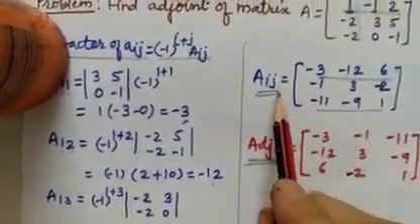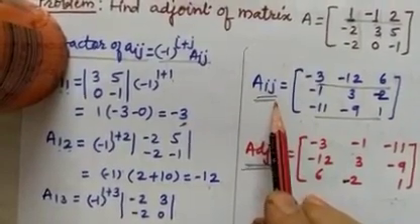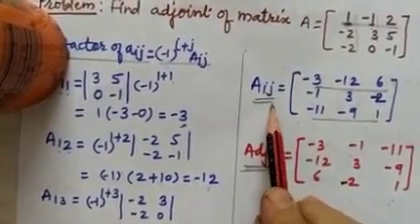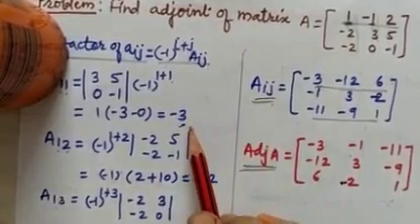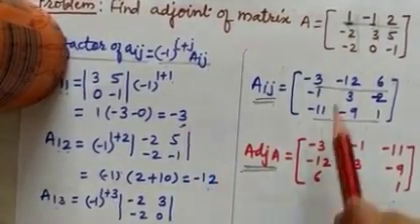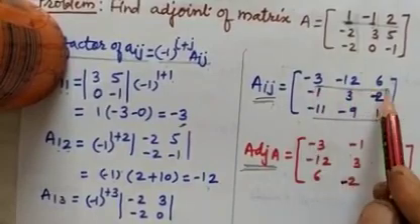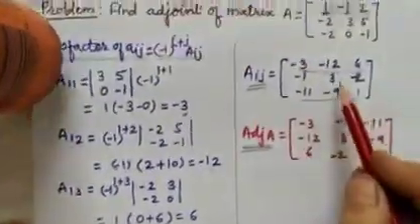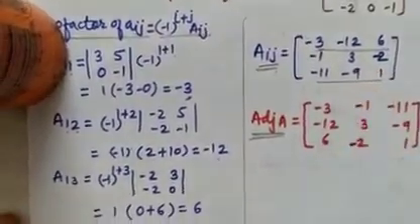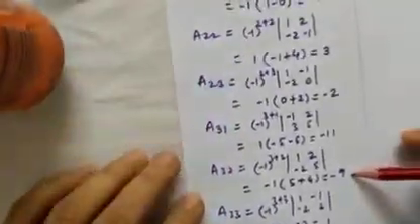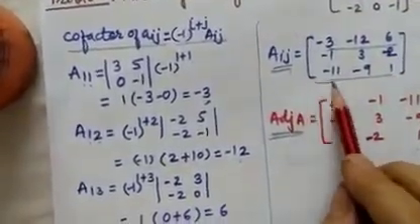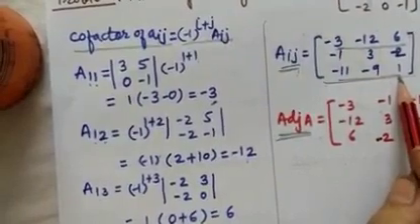Now write the elements, whatever we have found out, as Aij. First we found out minus 3, minus 12, 6, then minus 1, 3, minus 2, then minus 11, 9, minus 9, 1. So these are all the elements, which are cofactor elements.